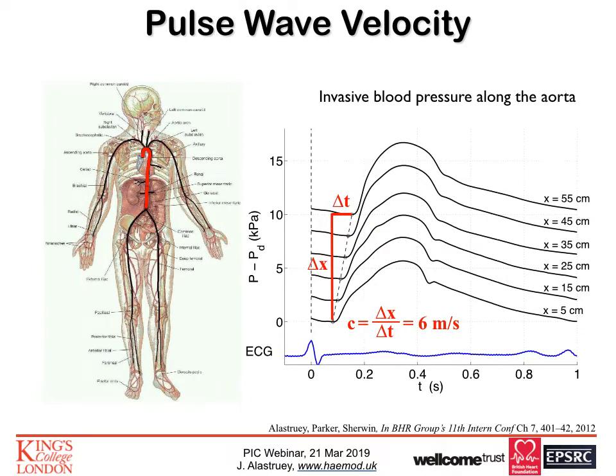The speed of propagation of the pulse wave is about 6 meters per second, which means that during a normal cardiac cycle, which takes of the order of 1 second, the pulse wave has sufficient time to travel multiple times from the ascending aorta to the periphery of the arterial vasculature and then back to the aorta.